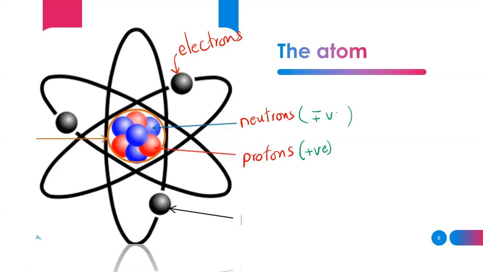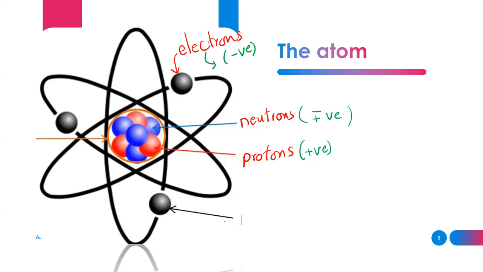So neutrons are neutral. They don't have a charge. And electrons, finally, are carrying the negative charge. So if I have a look here, I have the number of protons. They are 3, 3 positive charges. I have outside there 3 negative charges, the electrons, and the neutrons are not countable because they are neutral.